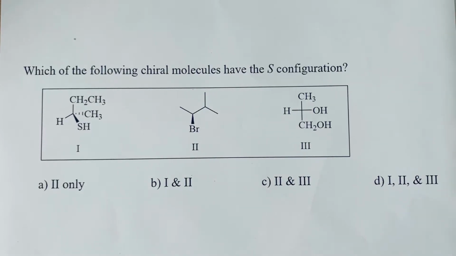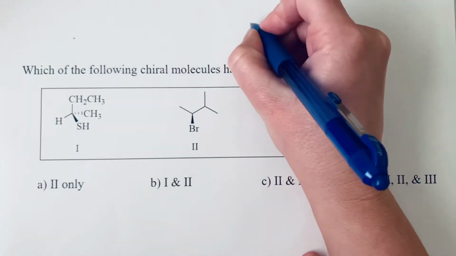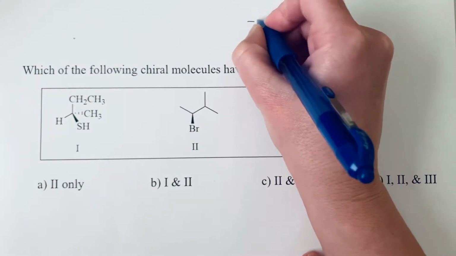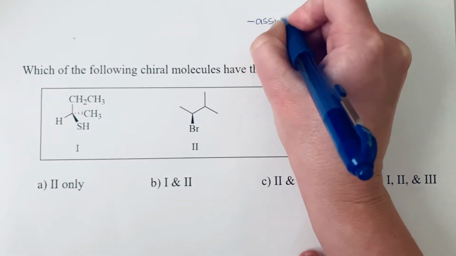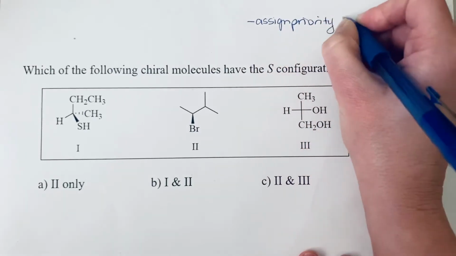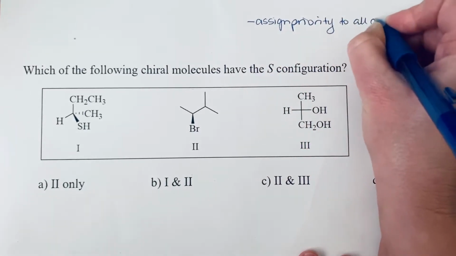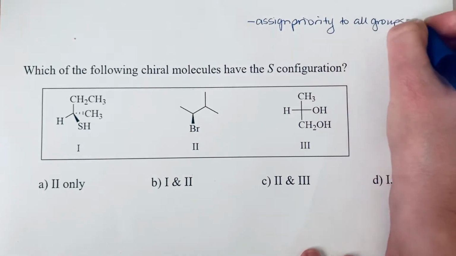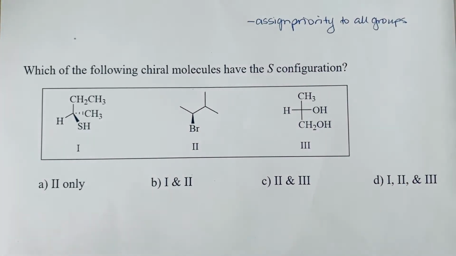Which of the following chiral molecules have the S configuration? So when we are assigning R and S, there's a few steps that we need to take. After we identify that chiral carbon, the first thing we want to do is assign priority to all of the groups. So we have 4 things attached to a chiral carbon atom, so we're going to have priorities 1 through 4.